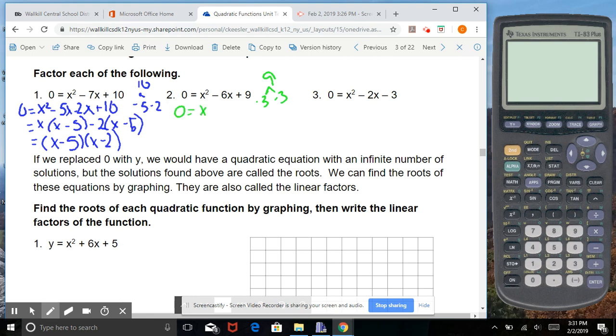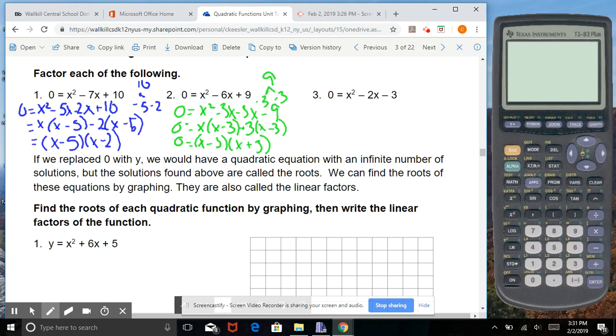0 equals x squared minus 3x minus 3x plus 9. So 0 equals x times x minus 3 minus 3 times x, it should be plus 3, times x minus 3, which gives me 0 equals x minus 3 times x plus 3. And those, again, if I were to solve, I'd get positive 3 and -3. So they're the zeros of the function, which we're later going to see are also called the roots.